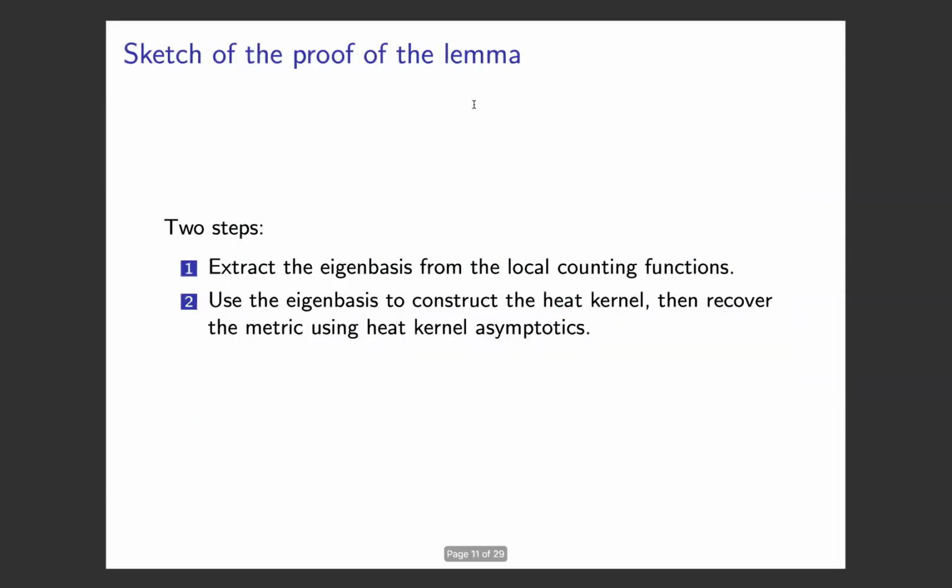Okay. So I'm going to sketch the proof. The proof is actually relatively simple-minded. The very first thing we're going to do is read off an eigenbasis from the local counting functions, which is going to be easy because our spectrum is simple. There's only one eigenfunction per eigenvalue, and so we can just read off what the eigenfunction is. Then, once we have our eigenfunctions, we can construct the heat kernel and then use heat asymptotics to recover the metric.